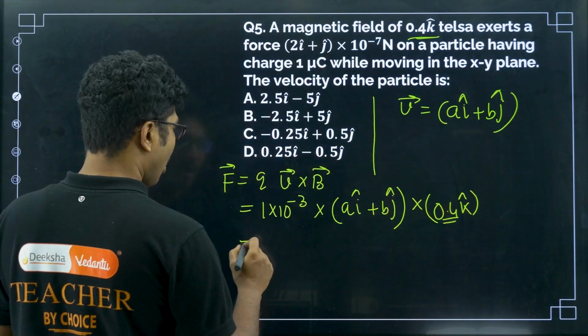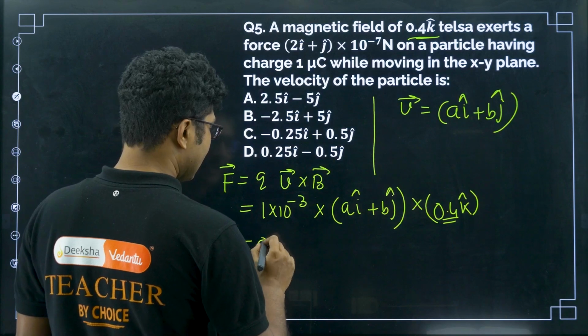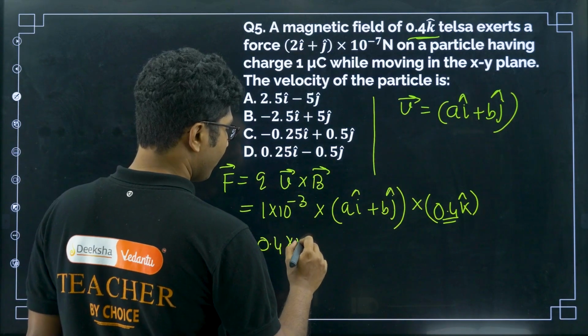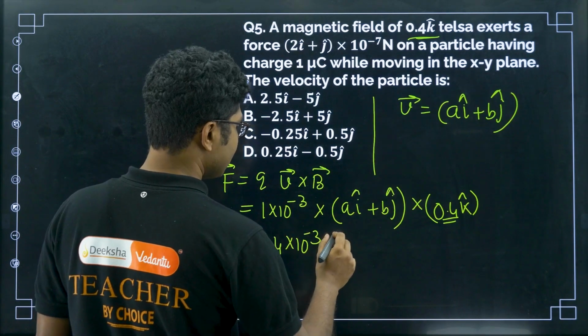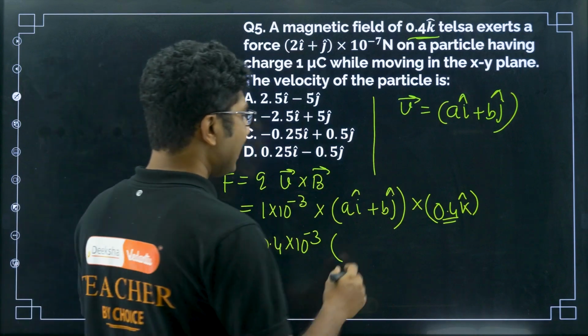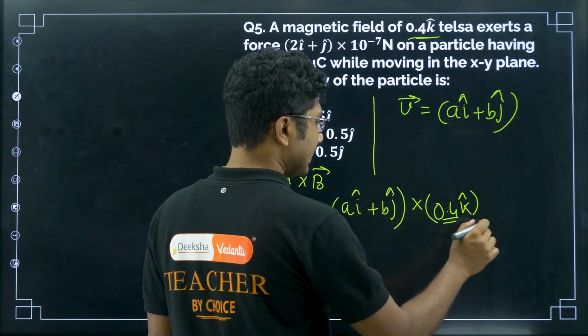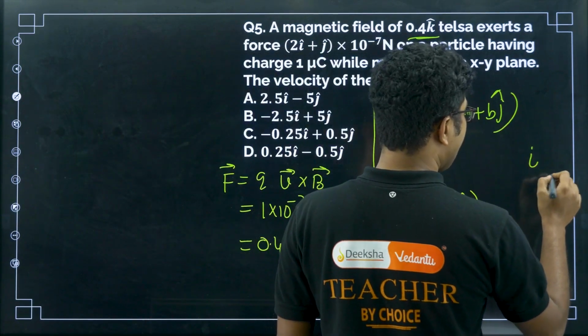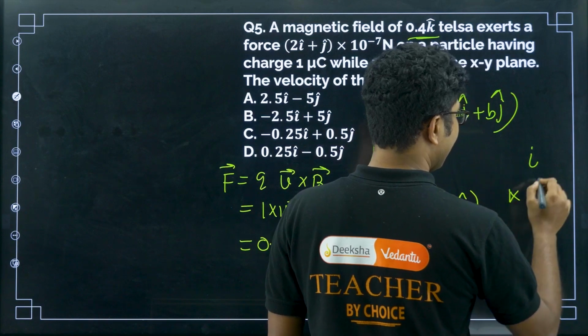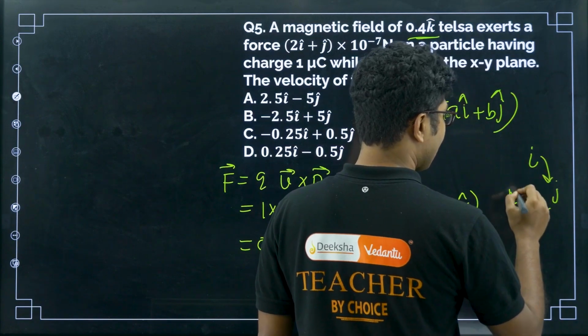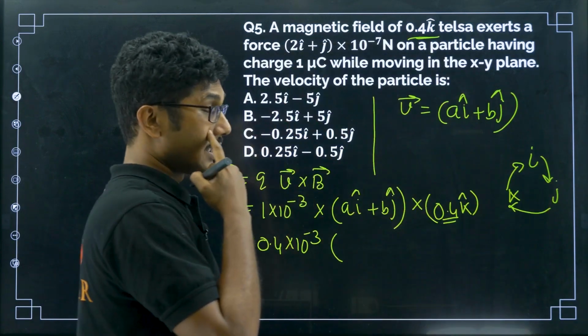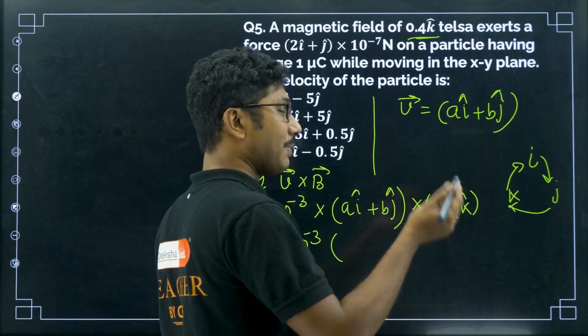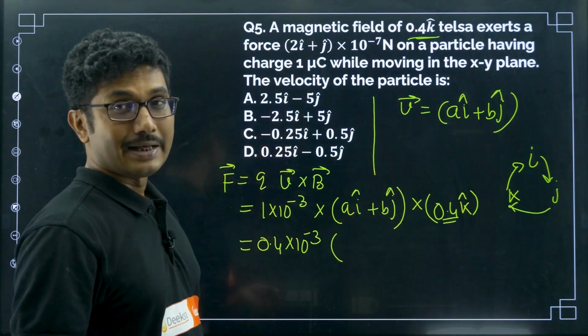I can take it on our left hand side and I can write 0.4 times 10 to the power of minus 3. Okay, that does not matter. What matters is the cross multiplication of these two terms. We know that i, j, k, when you are multiplying in this order, the third one comes and it is positive. If you are multiplying in opposite order, then it is a negative term.